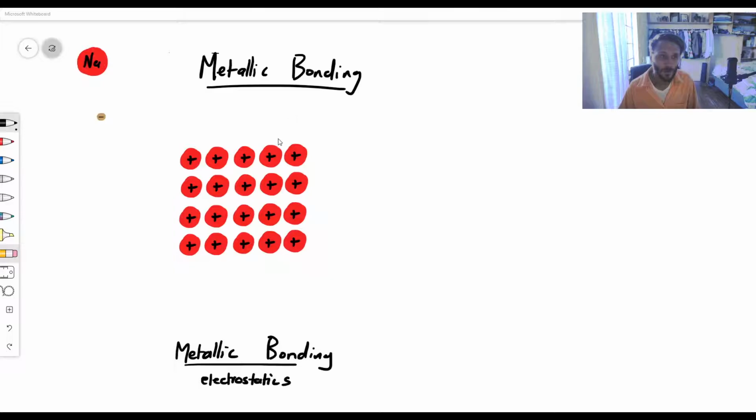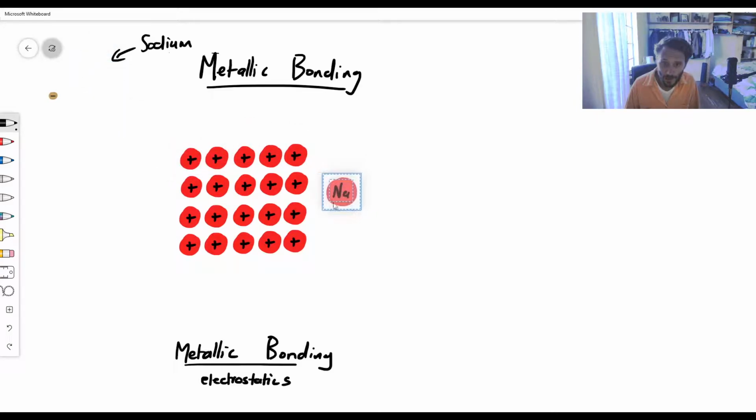Okay, so over here we've got a sodium atom. We know this is in group 1. We know this is a metal. We know that sodium, because it's in group 1, has one electron in its outer shell that it normally would give over to another atom. But in this case, I've taken this sodium atom and I've put a whole bunch of them together.